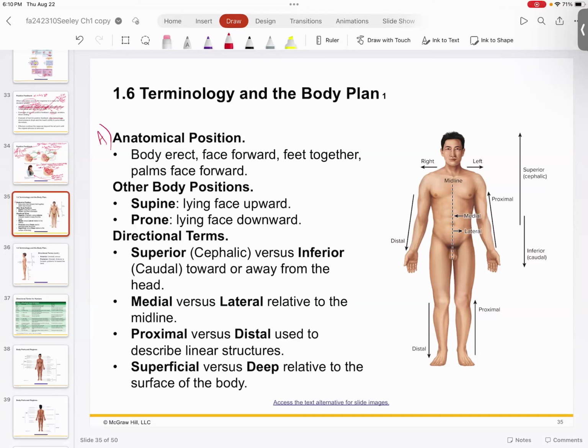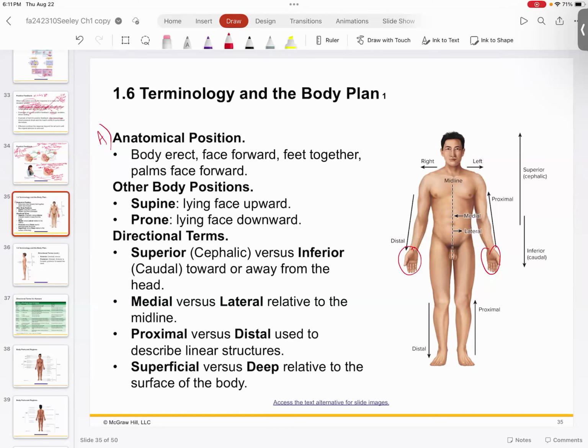Anatomical position is essentially where your body is erect, your face is forward, feet are together, and the palms are facing out. So your thumbs are pointing toward the side, away from your body. That's anatomical position. From that position, we can use that as a foundation to start laying down different types of positional terms. They tend to come in pairs.